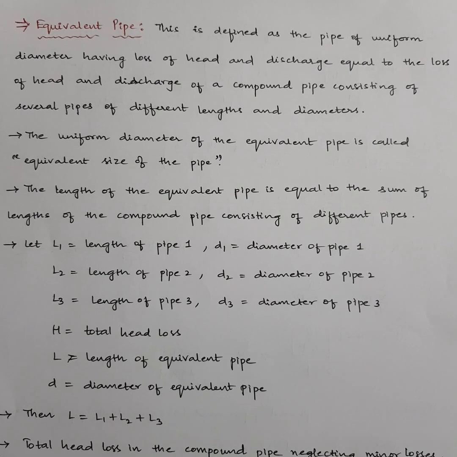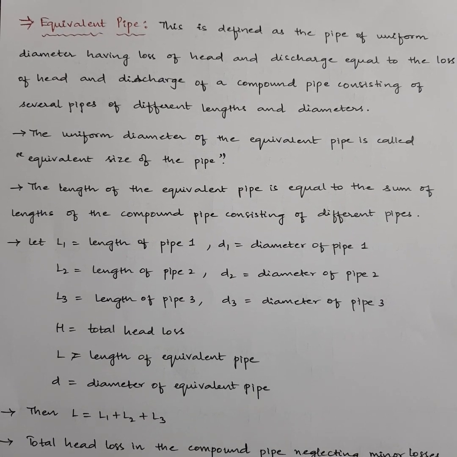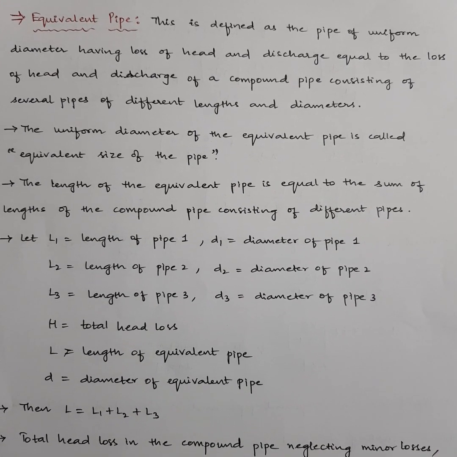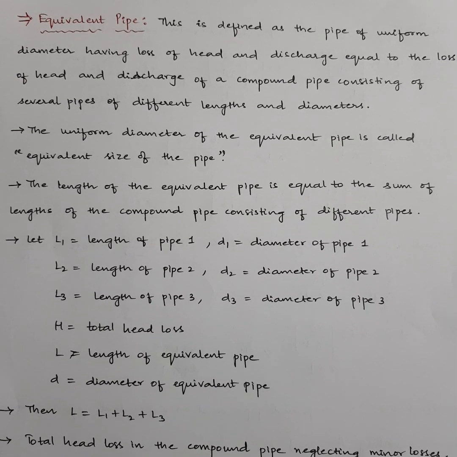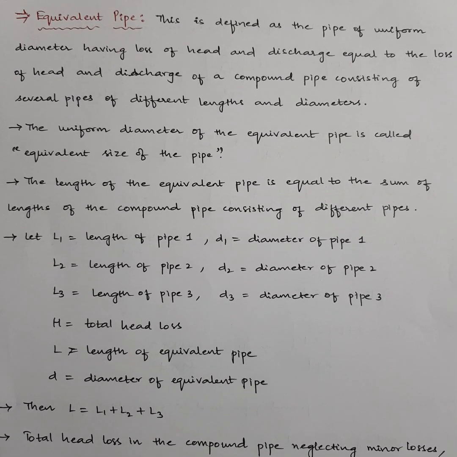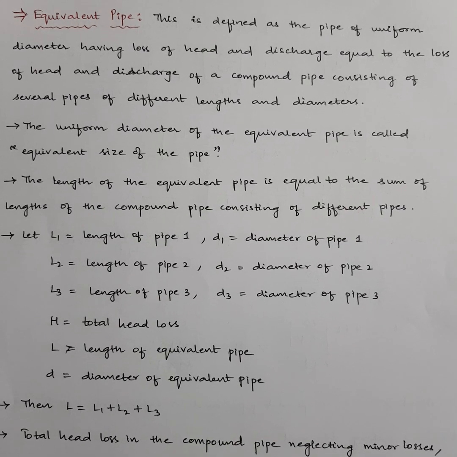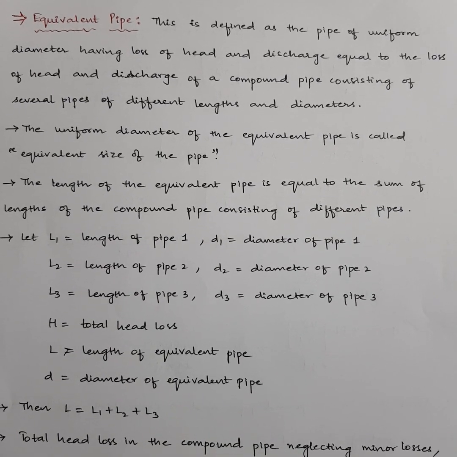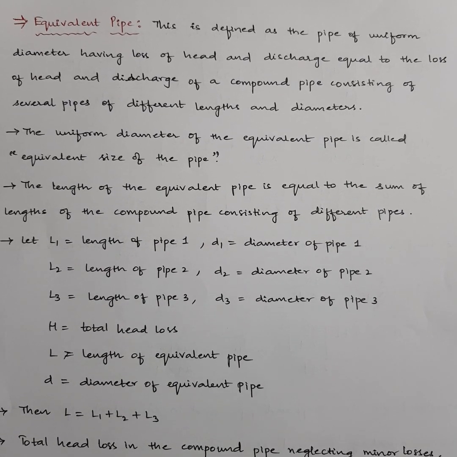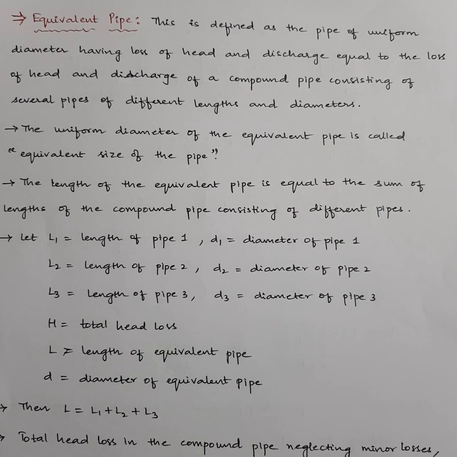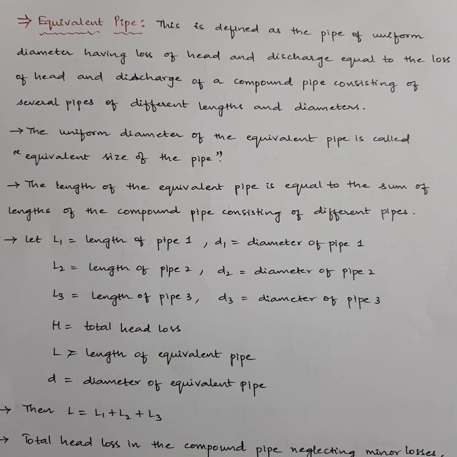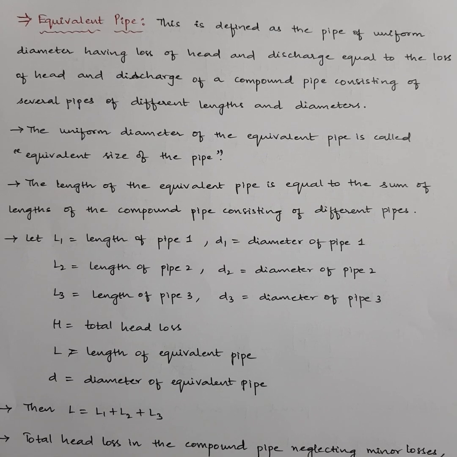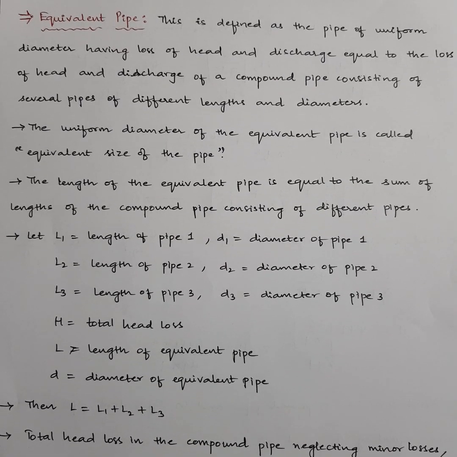If you have watched my earlier video regarding pipes in series or compound pipe, there I have shown you three pipes of different lengths and different diameters connecting two reservoirs. When you don't have a possibility of connecting three pipes due to any topographical condition and so on, at that time you can replace these three pipes with a single pipe. That single pipe only is called as equivalent pipe.